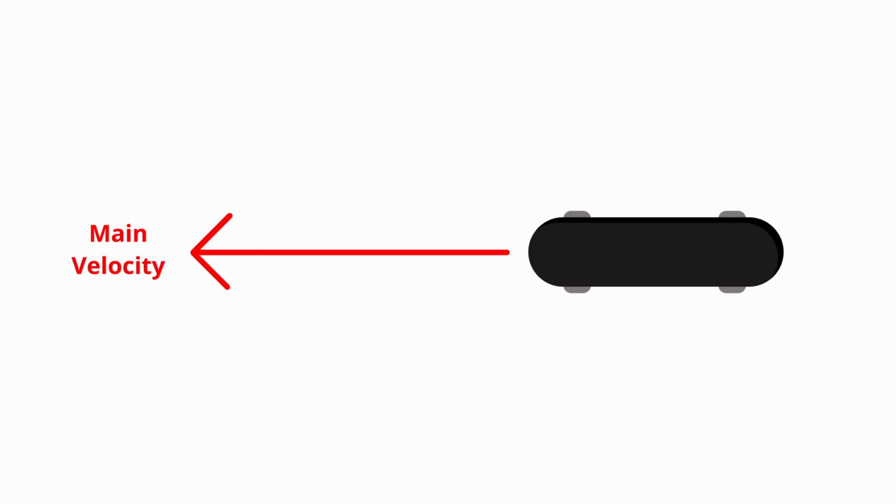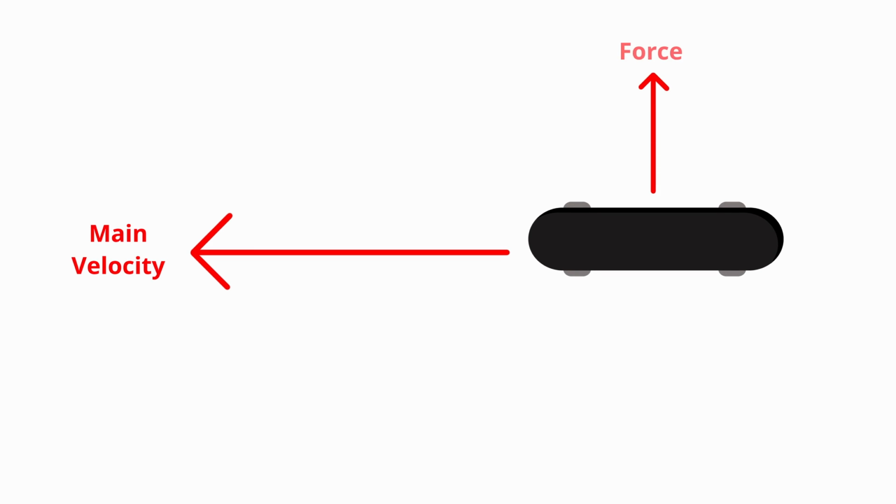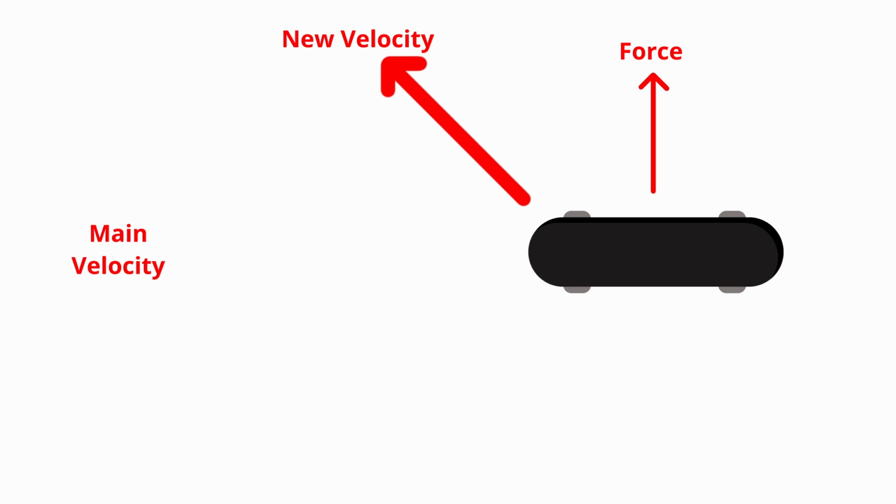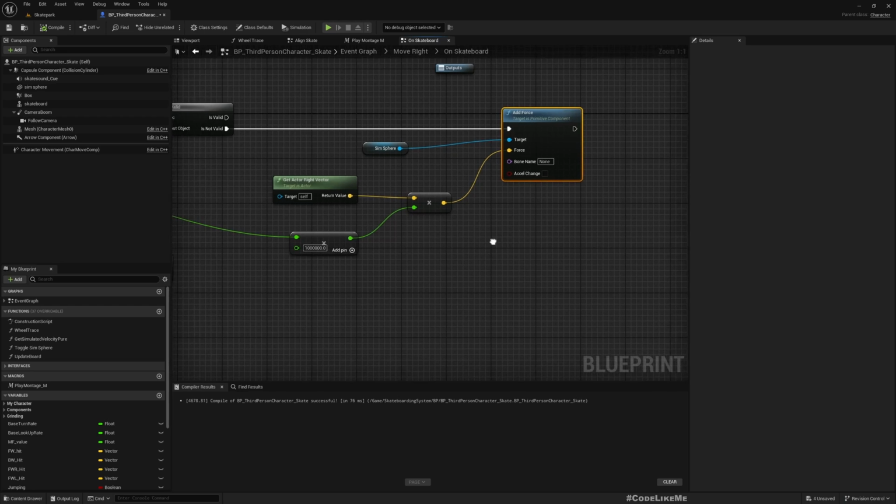Just let's assume this is the character from the top side, and this is the main velocity that the character already has, and when I want to turn, I add another force in this way. So based on the result of this force and also the current velocity, I get a new velocity which would be larger than the previous velocity I had. So that's why the speed keeps increasing.